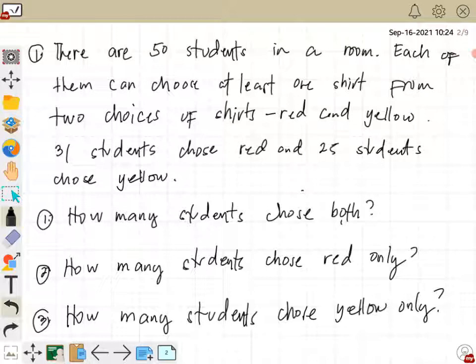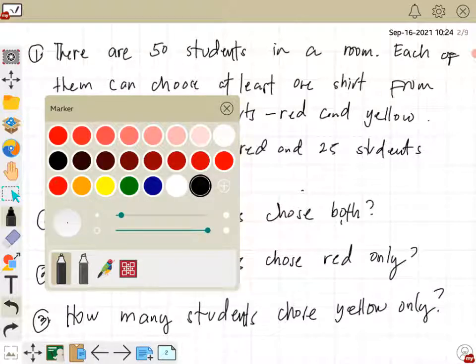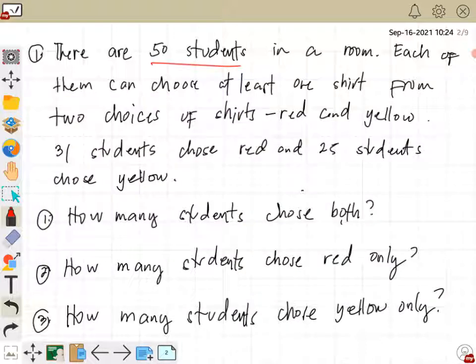There are 50 students in a room in which each of these students can choose at least, meaning they can choose either one or two, one shirt from two choices of shirts. So the choices are red and yellow, so they can choose red only, yellow only, or both red and yellow. So suppose we have 31 students chose red and 25 students chose yellow. Okay, so that is the condition.